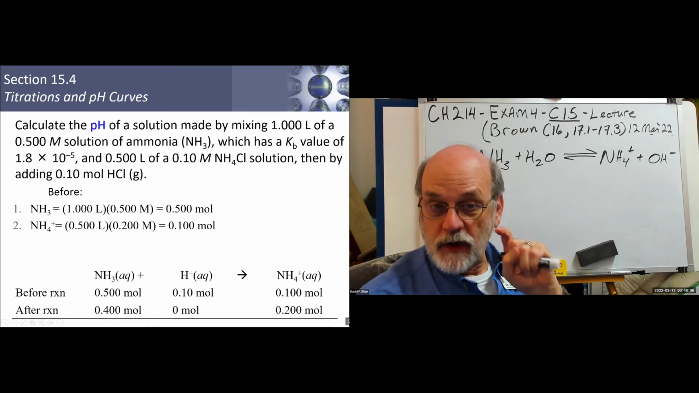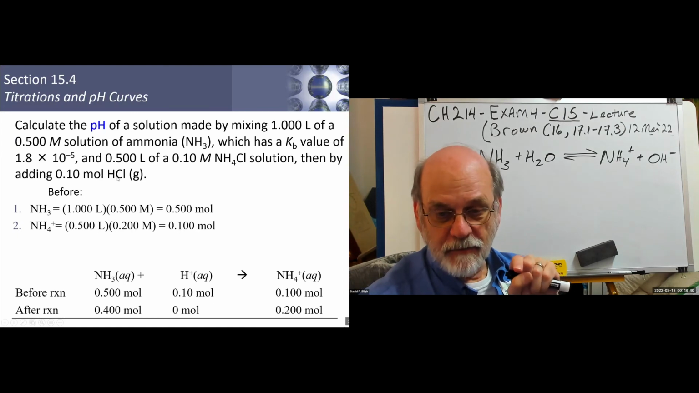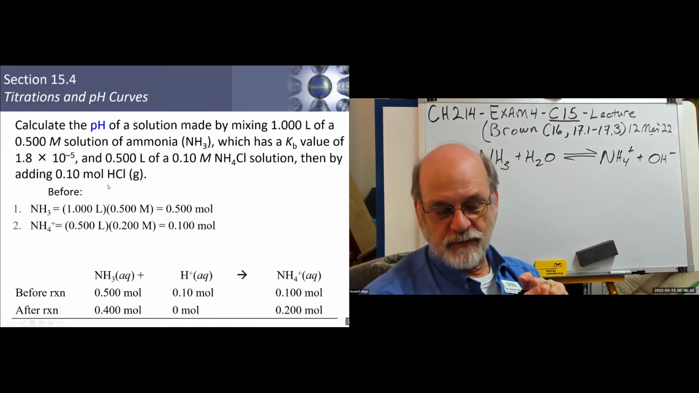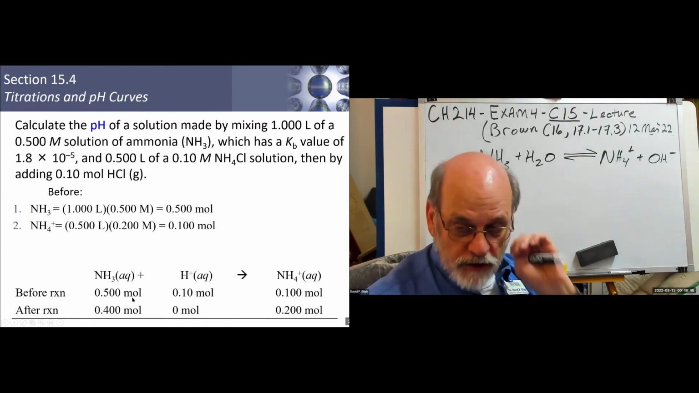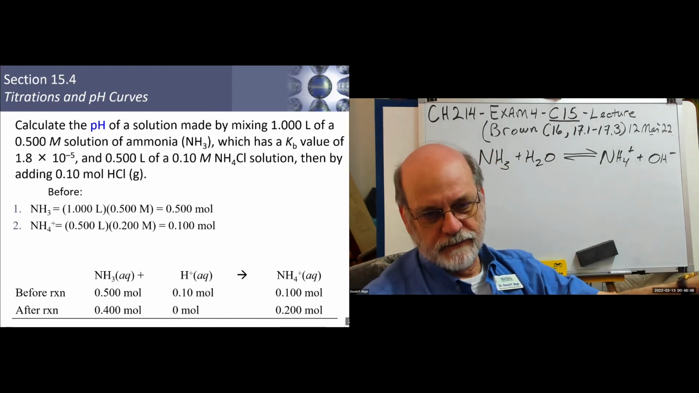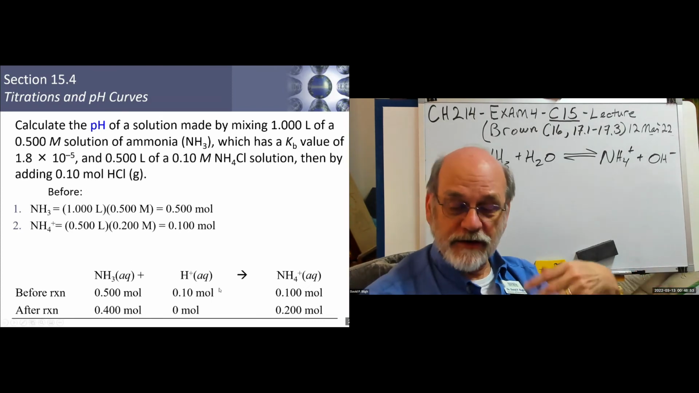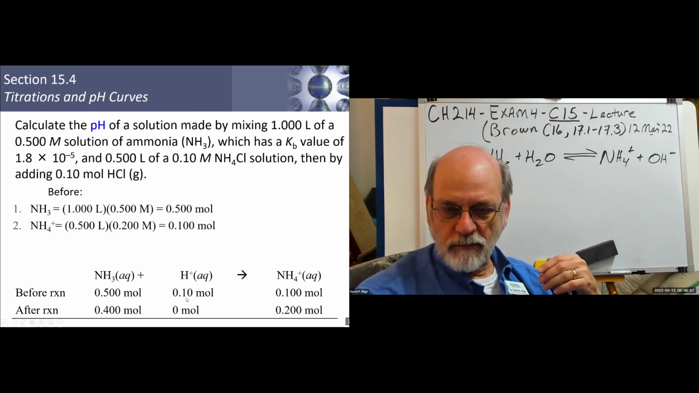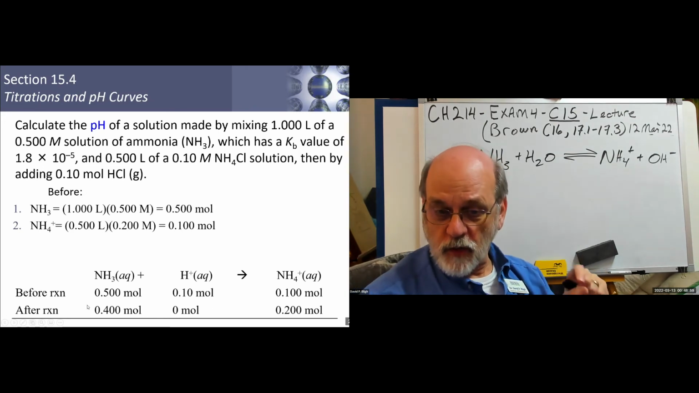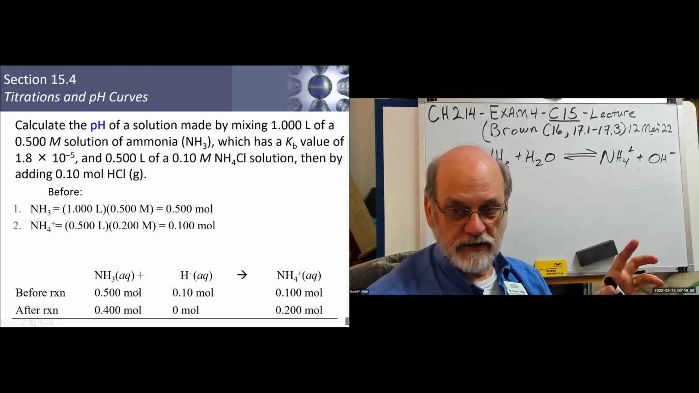And we also added 0.1 mole of HCl. If we had not added 0.1 mole HCl, we could have taken these calculations and gone straight to equilibrium. But since we added the HCl, now we've got to do some stoichiometry first. So if we add 0.1 mole of HCl, notice what we're doing here. We're doing the stoichiometry in terms of moles, not concentration.